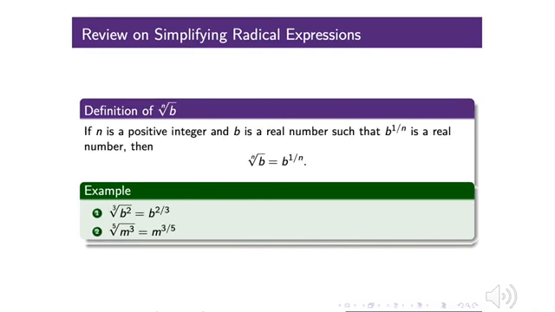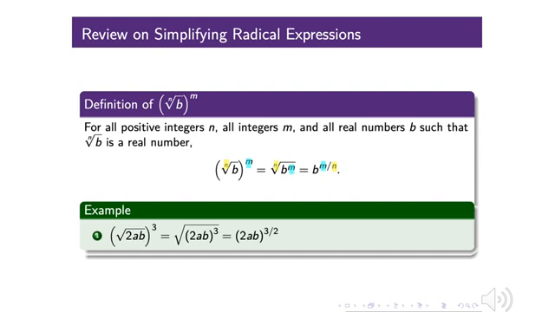Second is the definition of nth root of b, which states that if n is a positive integer and b is a real number such that b raised to the power of 1 over n is a real number, then the nth root of b can be expressed as b raised to the power of 1 over n. To illustrate the above definition, we have the following examples. The cube root of b squared can be expressed as b raised to the power of 2/3. Another one is the fifth root of m cubed, which can also be expressed as m raised to the power of 3/5.